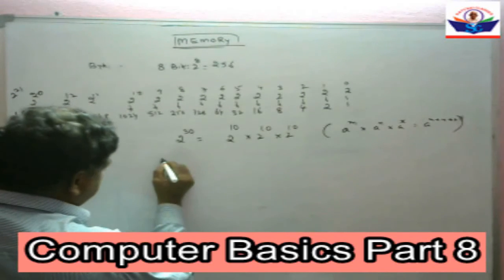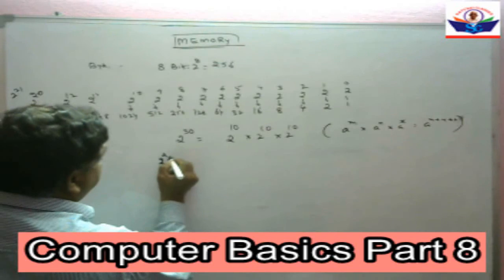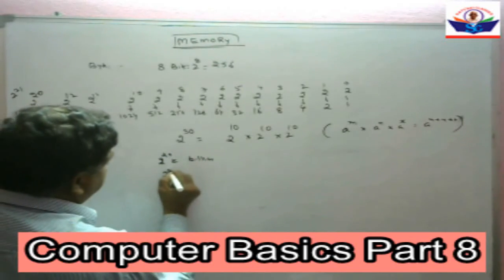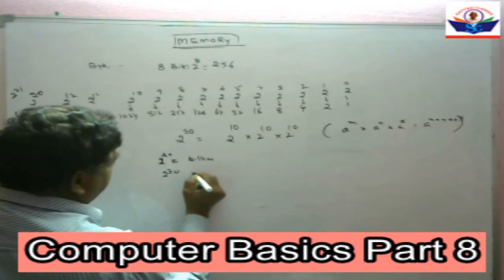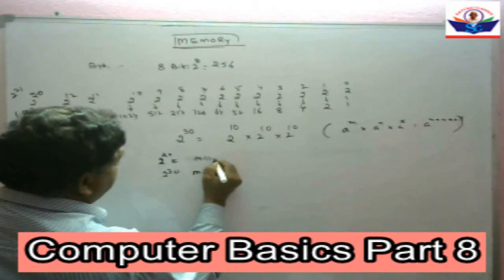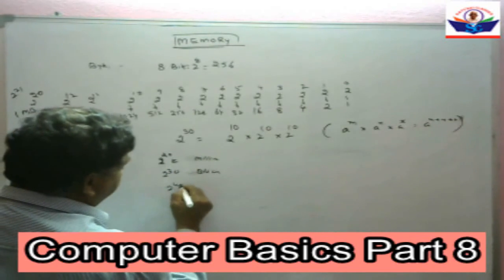That means 2 to the power of 20 is called a million. 2 to the power of 30 is called a billion. 2 to the power of 40 is a trillion.